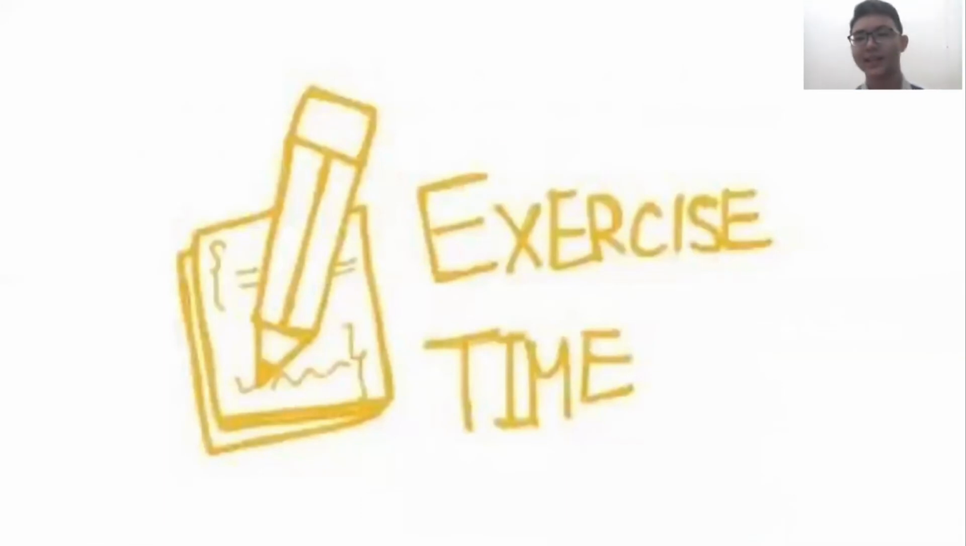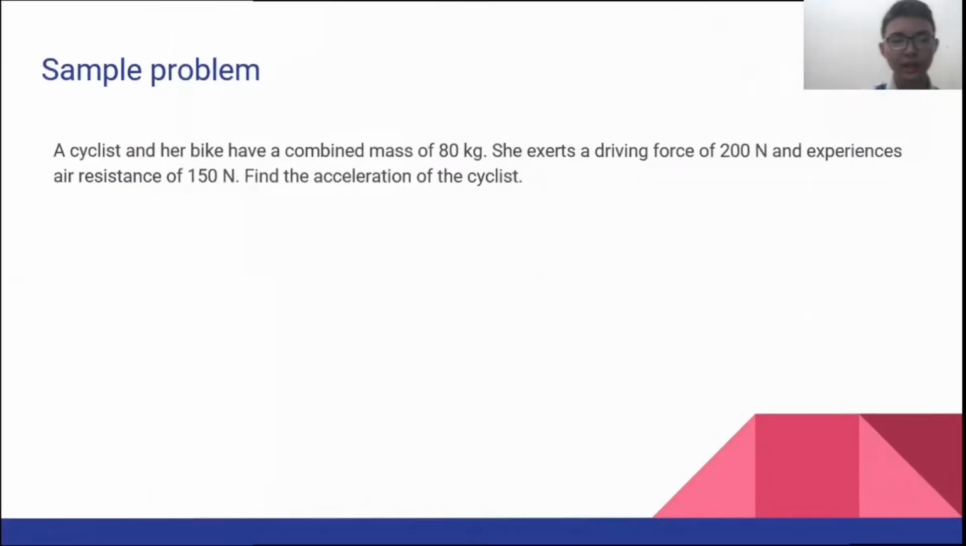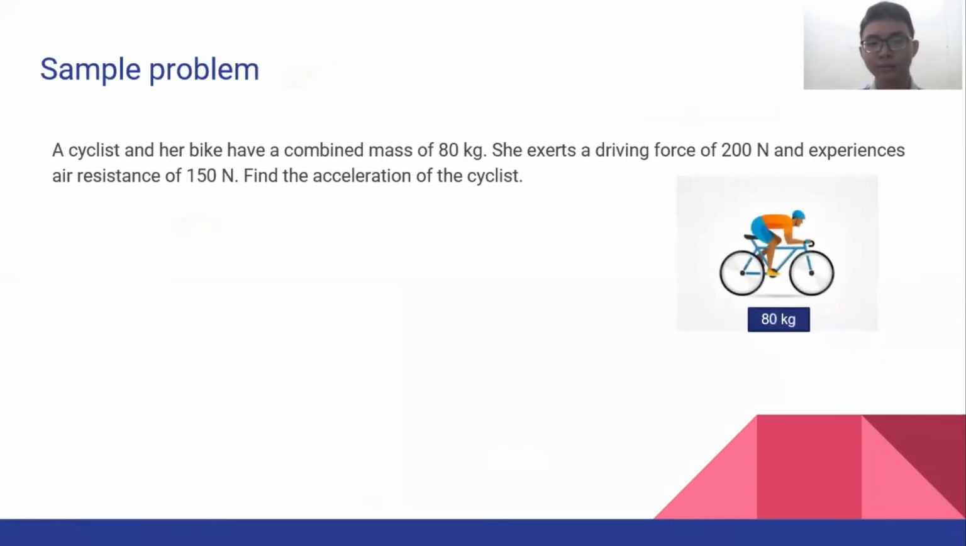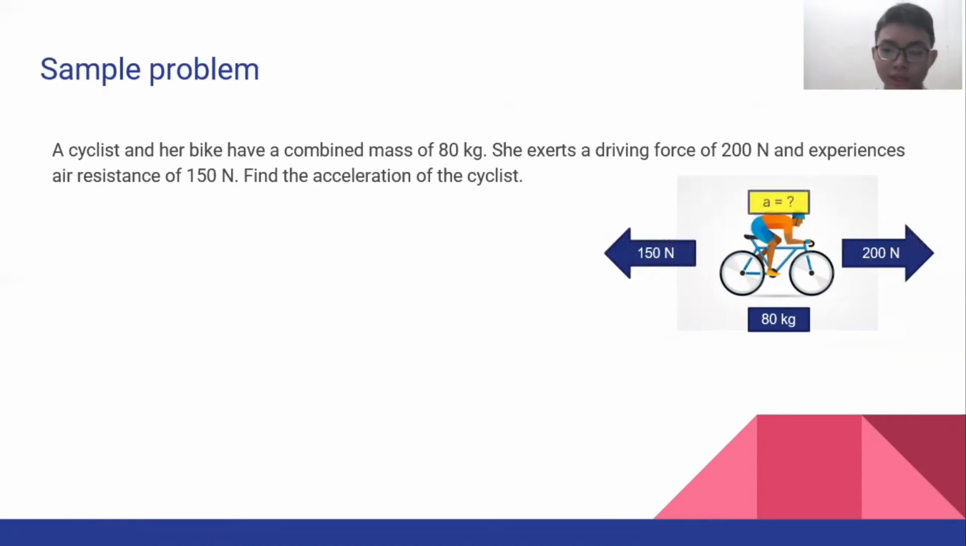Now it's exercise time. So here I have an example problem. A cyclist and her bike have a combined mass of 80 kilograms. She exerts a driving force of 200 newtons and experiences an air resistance of 150 newtons. Find the acceleration of the cyclist.